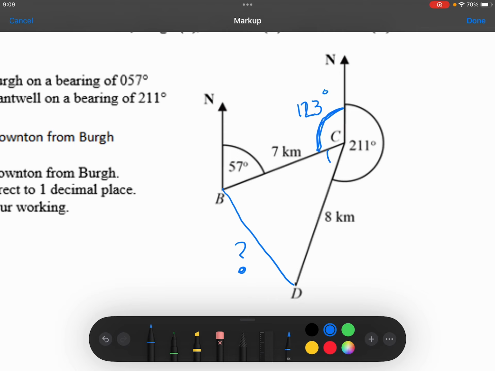Which means I can now work out this angle here because I know angles around a point. All 3 of these angles here will add up to be 360. So 211 plus 123 is 334. Take that away from 360 and we get 26 degrees.